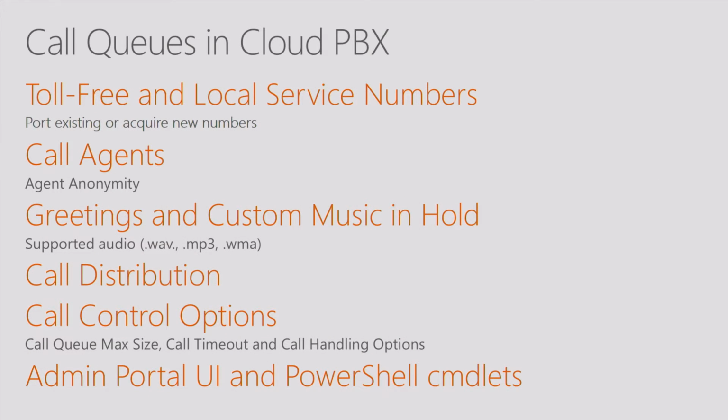Call queues in Cloud PBX will have much the same abilities as auto attendants. You will be able to put a toll-free number on top of a call queue, and you will also be able to put a local service number on top of a call queue. You will be able to add agents to the queue to handle the calls, and the agents will have inbuilt, out-of-the-box anonymity. What does it mean?